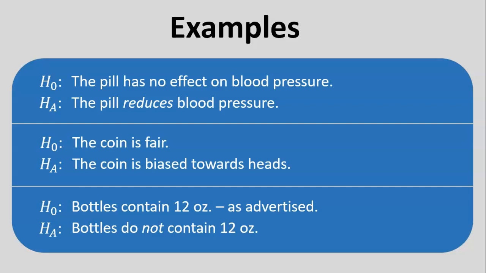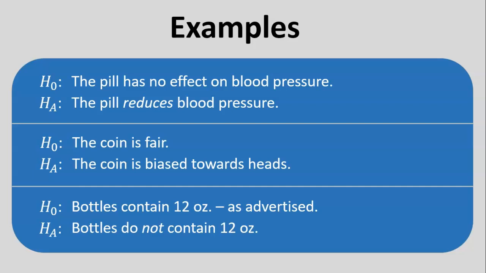Take the first example about the pill. The null hypothesis is boring, but precise. It suggests that if someone takes the pill, the effect we should expect to see on that person's blood pressure is precisely 0. The alternative tells us that blood pressure will be reduced, but by how much? A little? A lot? Who knows?